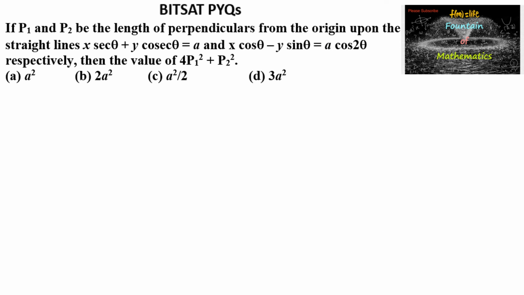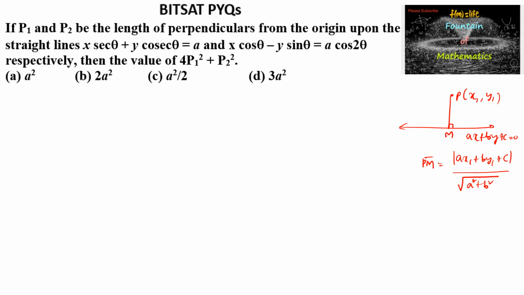Given P1 and P2 are the lengths of the perpendiculars from the origin upon the straight lines x secant theta plus y cosecant theta is equal to a, and x cos theta minus y sin theta is equal to a cos 2 theta. Then we need to find the value of 4 times P1 square plus P2 square. We know that the perpendicular distance from any point, say (x1, y1), upon the line ax plus by plus c is equal to 0, we can write the perpendicular distance p = |ax1 + by1 + c| upon root of a square plus b square.